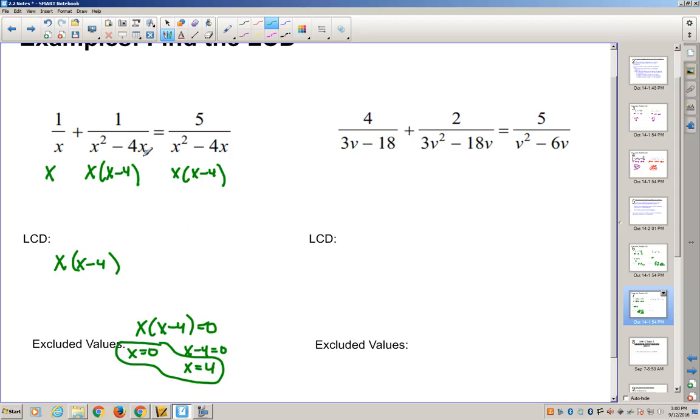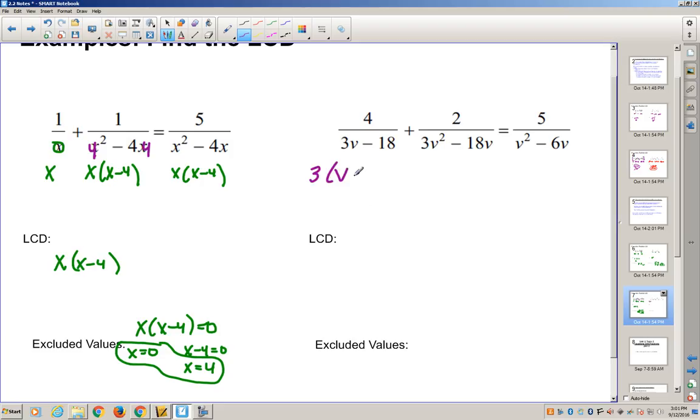If you were to plug those back in up here, you would see that plugging in 0 here would give us a 0 in the denominator. It would cause a problem here as well, and so would 4 if we were to plug in 4. 4 squared would give us 16. 4 times 4 is 16, so you'd end up with 16 minus 16. That would also give you 0. So those would be your excluded values. Okay? Same thing would happen here.